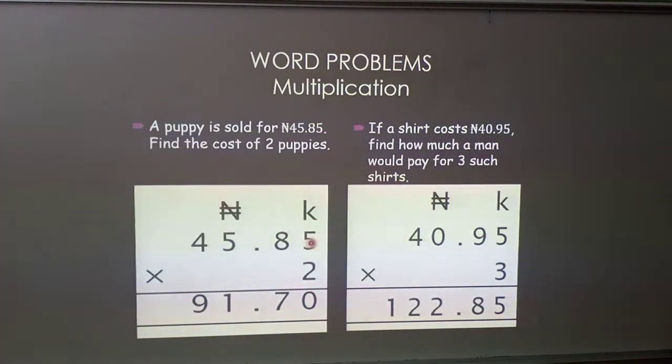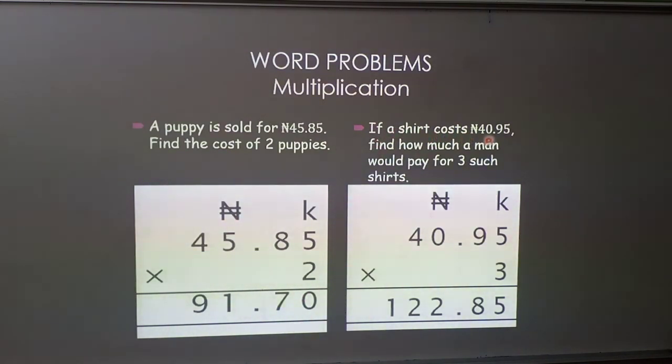Multiply. 2 times 5 is 10. You write down 0 and carry 1. 2 times 8 is 16, plus the 1 that we carried is going to give us 17. Write down 7 and carry 1. 2 times 5 is 10, plus the 1 that we carried is going to give us 11. Write down 1 and carry 1. 2 times 4 is 8, plus the 1 that we carried is going to give us 9. So 91 naira and 70 kobo.